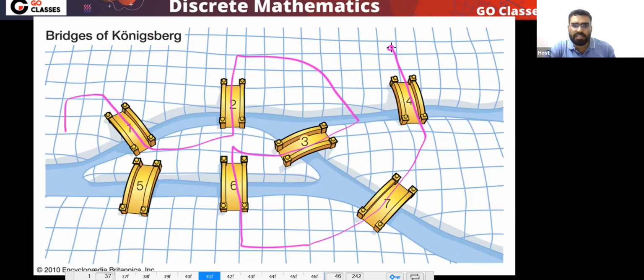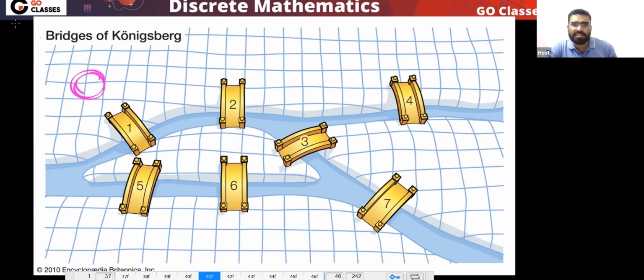Now, tell me, can you cross this bridge number 5? No, you cannot cross this bridge number 5. So what will you do? You will have some other approach. Okay, you start from here.